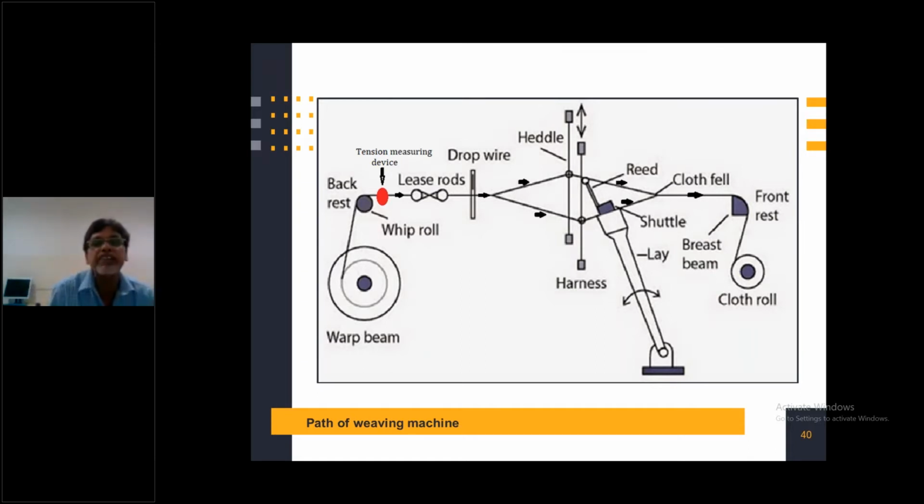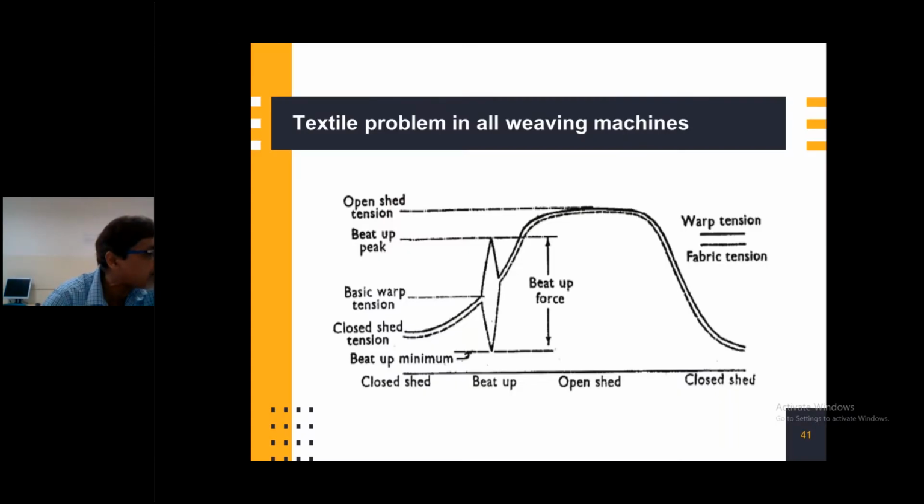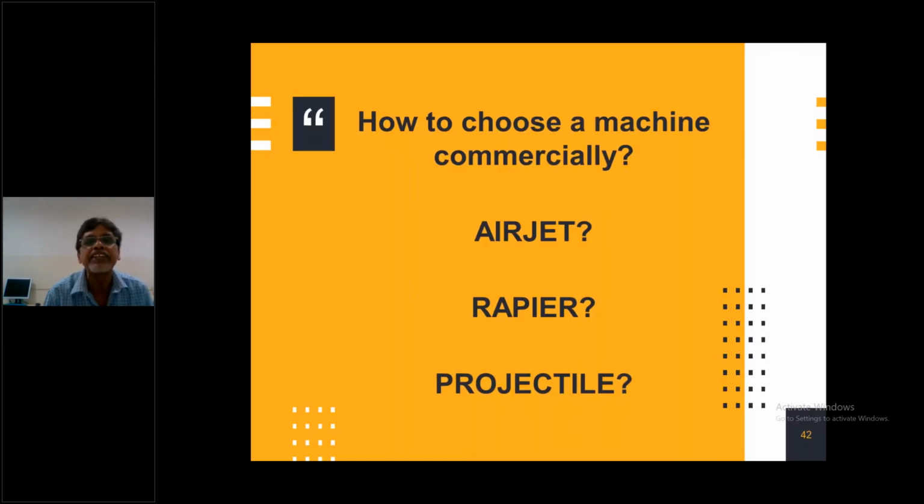Anybody can do the mathematical modeling of the weaving process, so that they can plot the yarn tension profile from 0 to 360-degree rotation of the machine. I think this gives you an idea about how this weaving machine has been designed. So I am at the end. This will be my last slide.